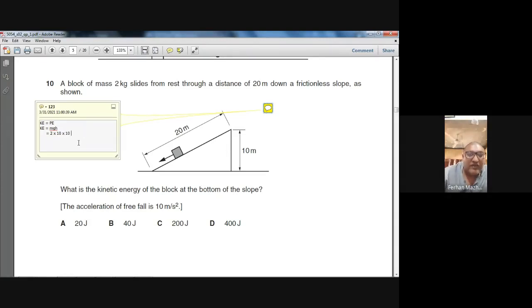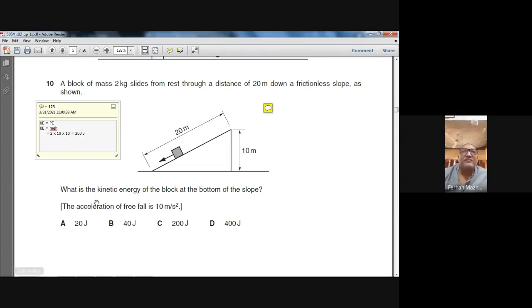Do you have your calculator with you? Yes, sir. Multiply 2 with 10 with 10. 200. 200 joules will be the answer. So on the top, the potential energy was 200 joules. When it reaches the bottom, that potential energy converts into kinetic energy. So at the bottom, the kinetic energy will be equal to 200 joules.